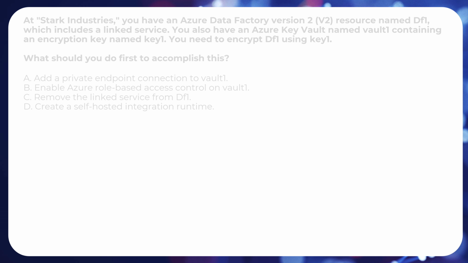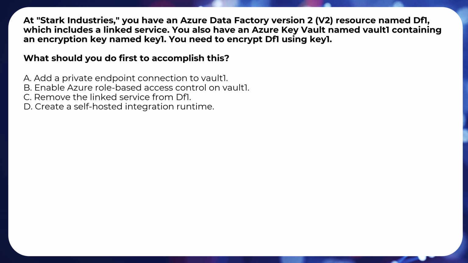At Stark Industries, you have an Azure Data Factory version 2, v2, resource named DF1, which includes a linked service. You also have an Azure Key Vault named Vault1, containing an encryption key named Key1. You need to encrypt DF1 using Key1. What should you do first to accomplish this?